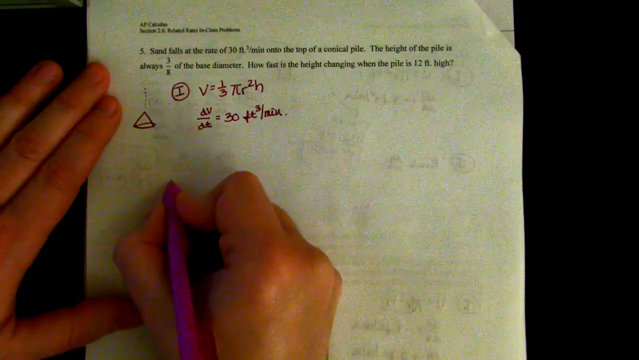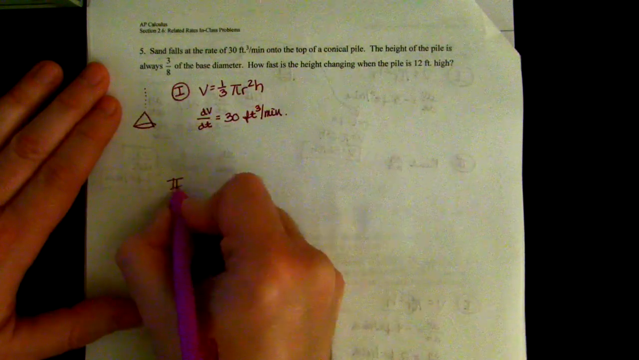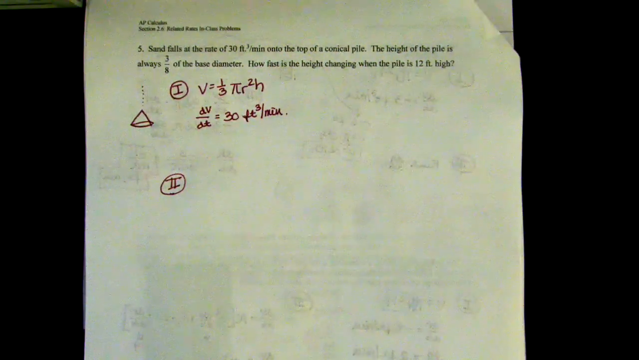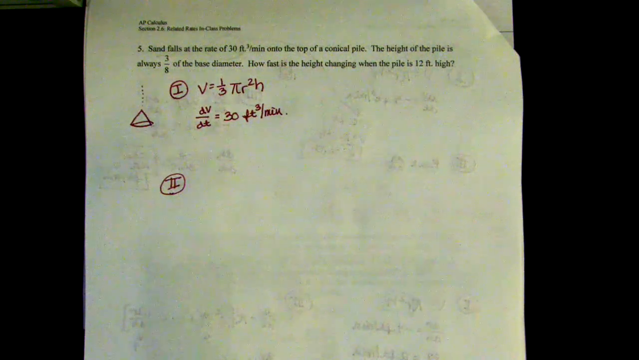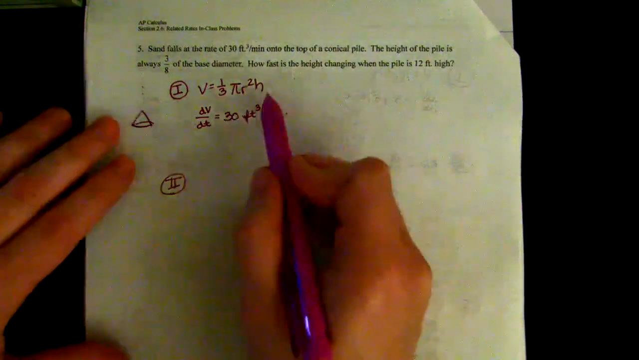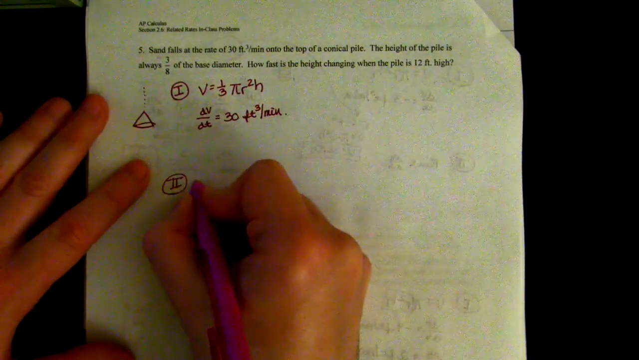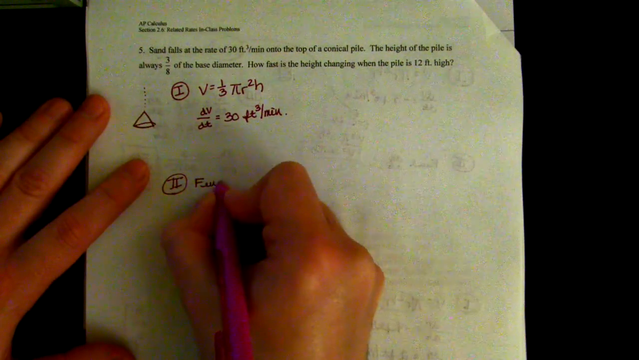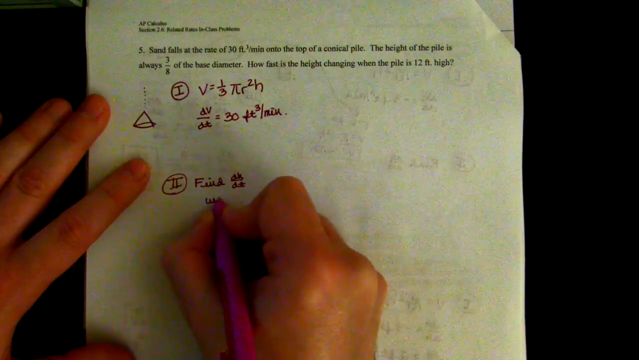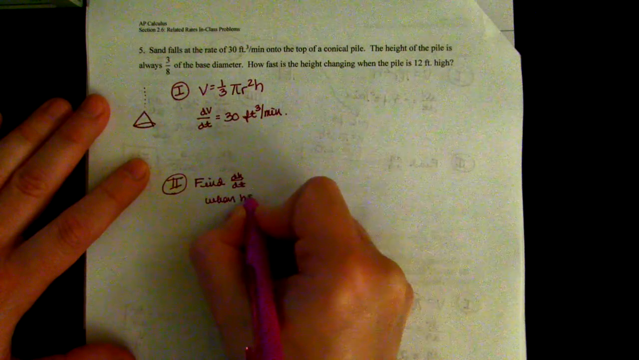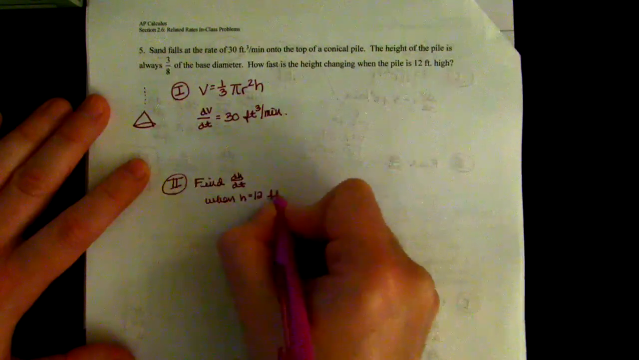There's going to be more that I do in part 1, but for right now, let me move on to do part 2. Actually, how about you take a moment, you go do part 2. We're looking to find dh dt. How fast is the height changing? That means dh dt, when h equals 12 feet.